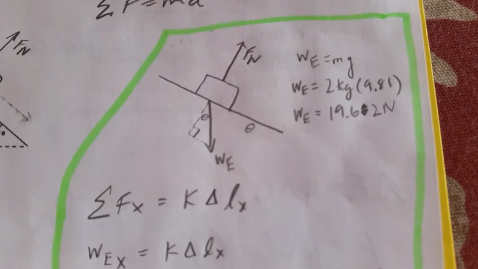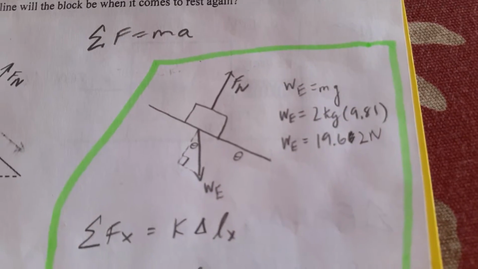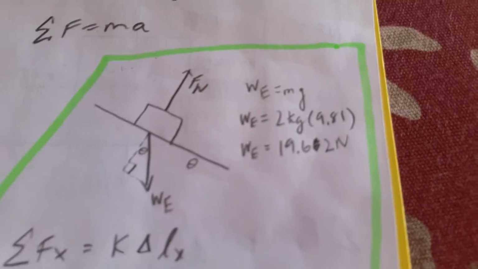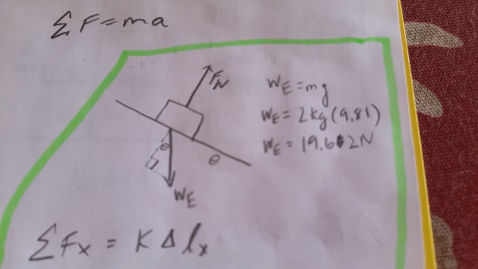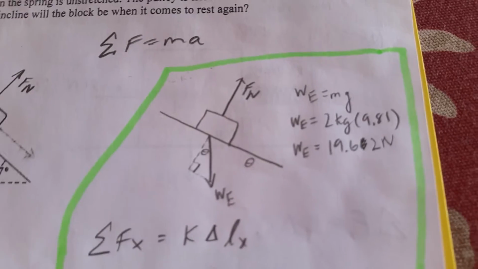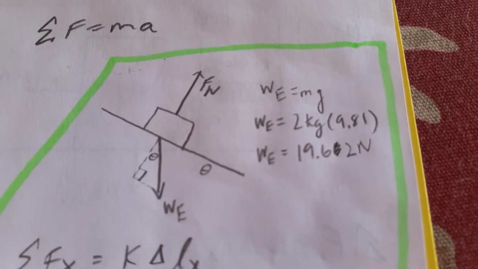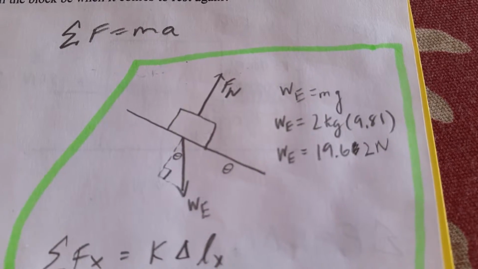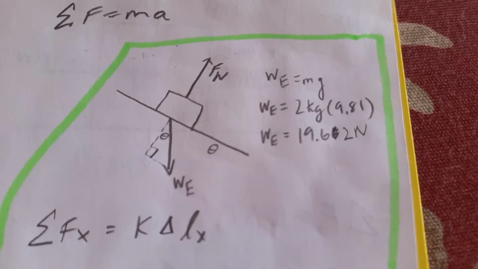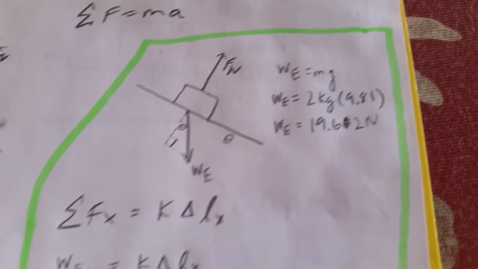So then I changed my free body diagram. I drew the weight of the Earth going down, and then I calculated the weight of the Earth, which is actually the same as before, but I just had to use a different part of it. So the weight of the Earth is just the 2 kilogram box times 9.81, which comes out to be 19.62 newtons.